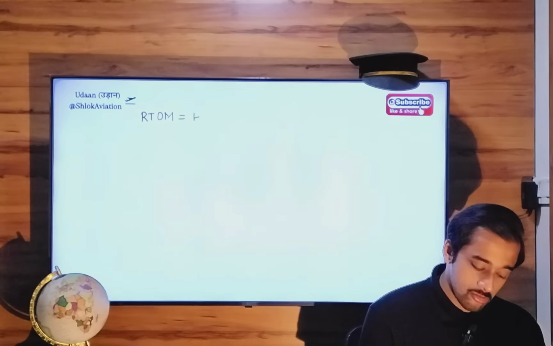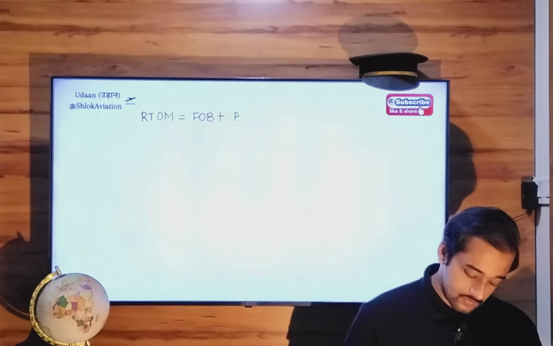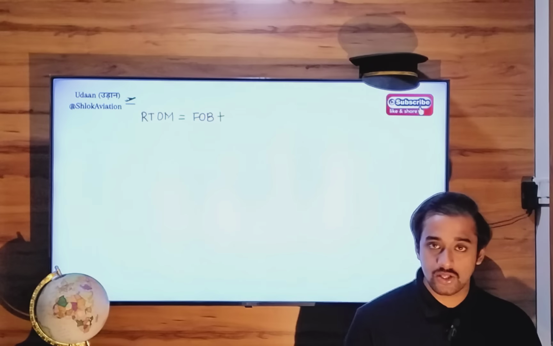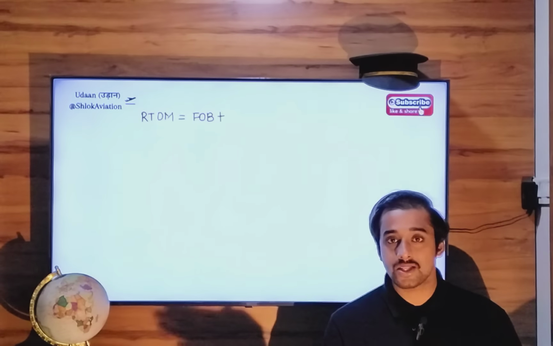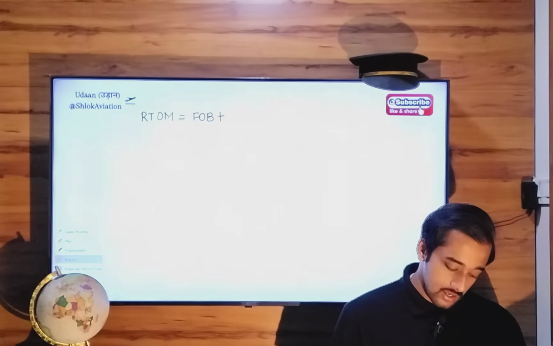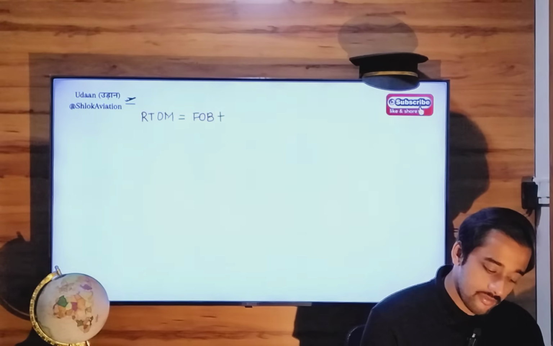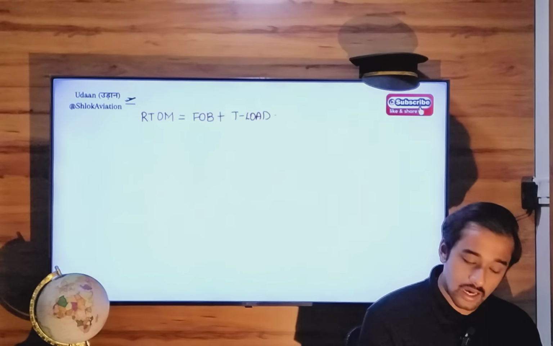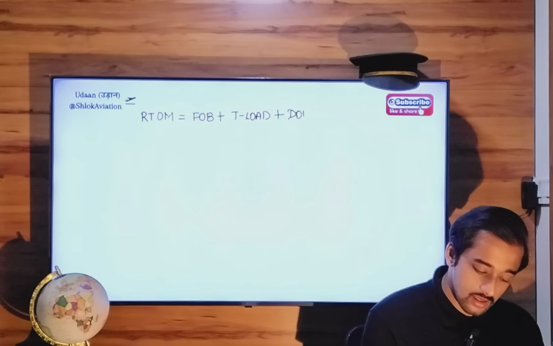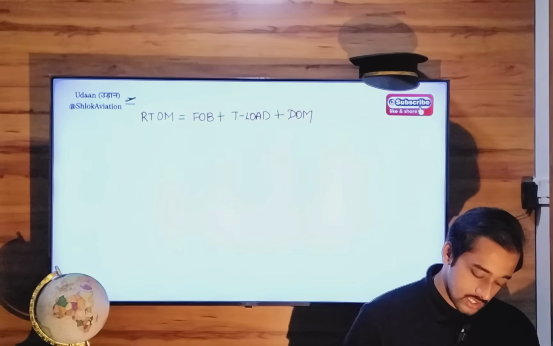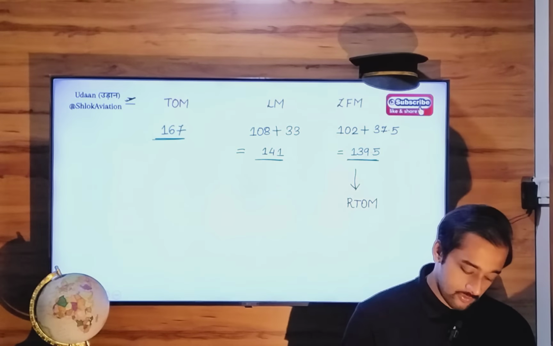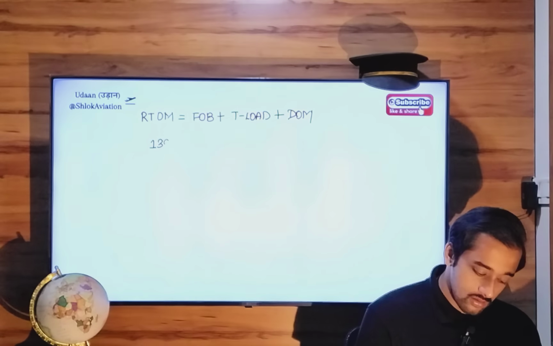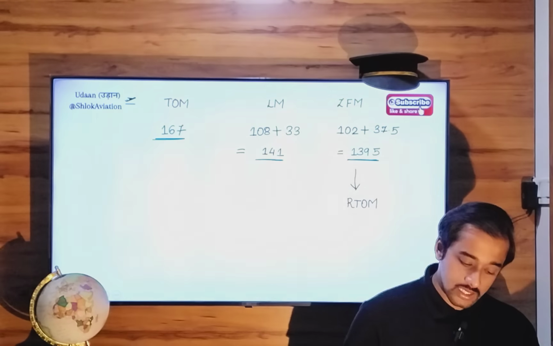Regulated takeoff mass is equal to fuel on board plus traffic load plus DOM. Now payload and traffic load are interchangeable, but when a question specifically asks to find out cargo, it's better to specify traffic load in this formula. Now regulated takeoff mass is 139.5. Fuel on board is 37.5.